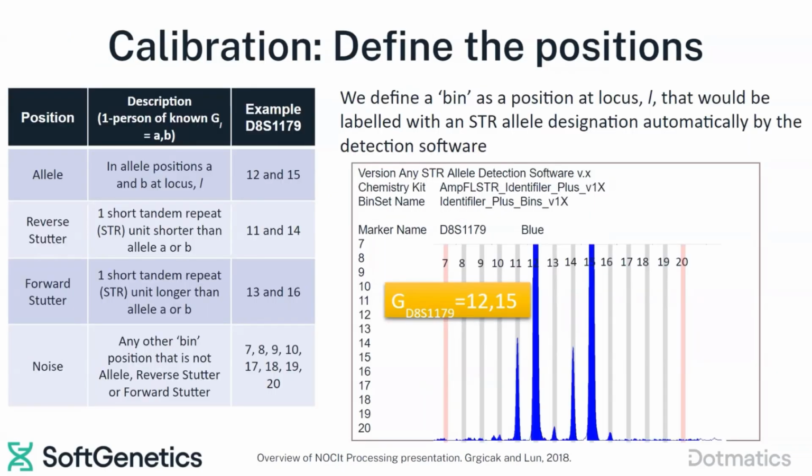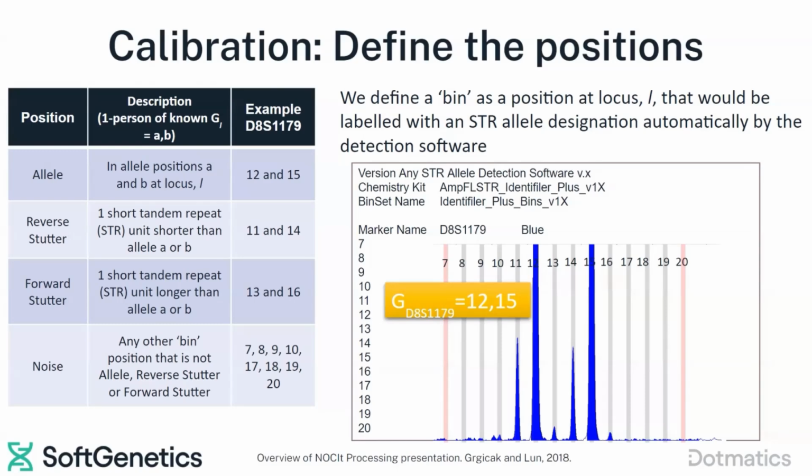So with NOCIt, the lab needs to supply a calibration data set composed of single source samples in replicates and dilutions that have been generated and analyzed following that particular lab's SOP. Along with this, the lab also supplies the expected genotypes for those samples. And this calibration data set is going to give the software context about what allele calls and stutter and noise look like in the data from this particular lab.